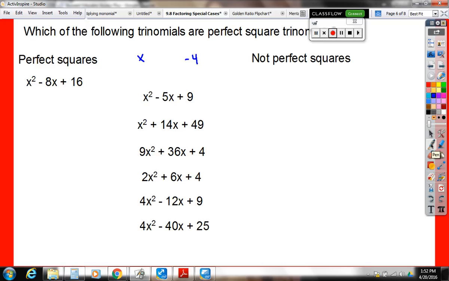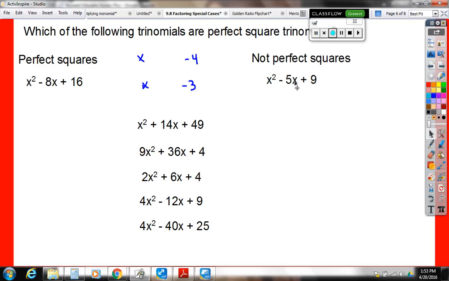Okay, next one. Jada, what's the square root of x squared? X. And the square root of 9? -3. Is this a perfect square trinomial? No. Okay, what could I put in the middle to make it a perfect square trinomial? What would it have to be? 6 or -6, either way would make it a perfect square trinomial. One would be an x minus 3, the other would be an x plus 3.